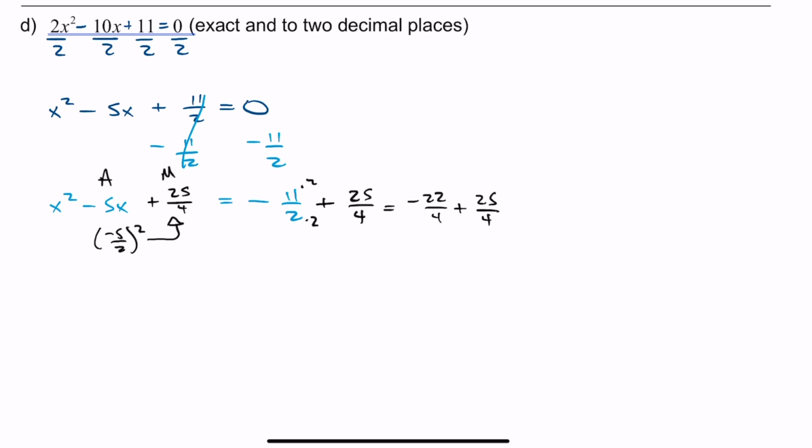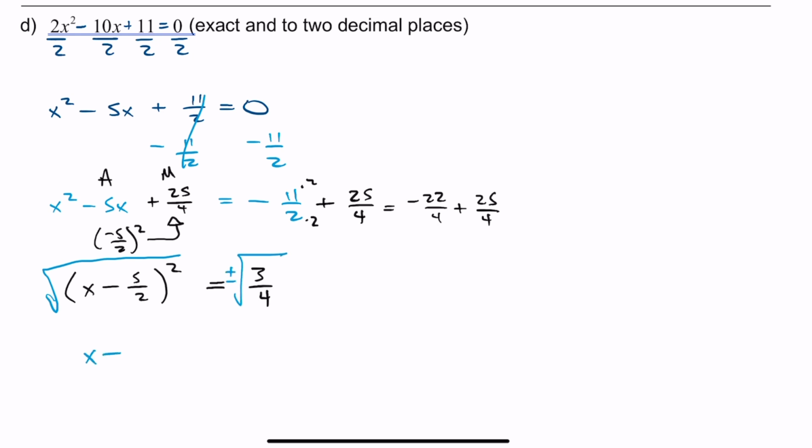So that gives 3 over 4, but what's nice is always remember to factor, it's always what's in the brackets there, that negative 5 over 2. So I know it's x minus 5 over 2 squared equals 3 over 4. Now I can take the square root of both sides. Make sure you put the plus or minus on the 3 over 4.